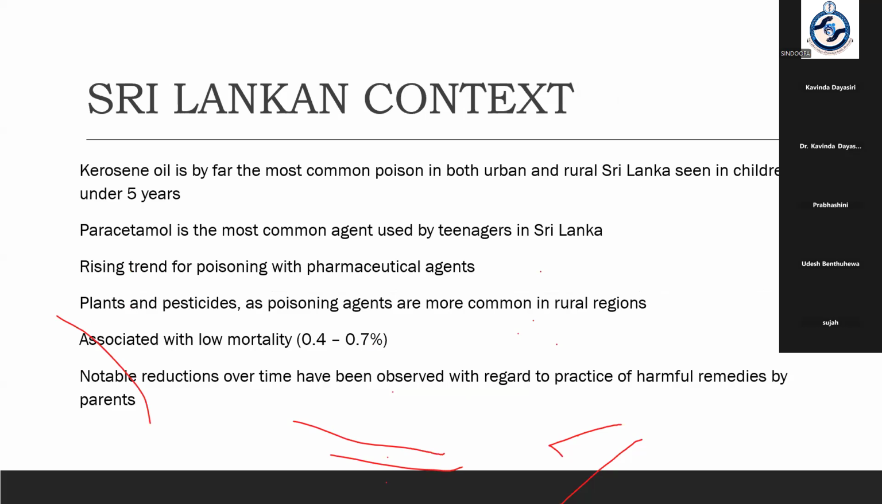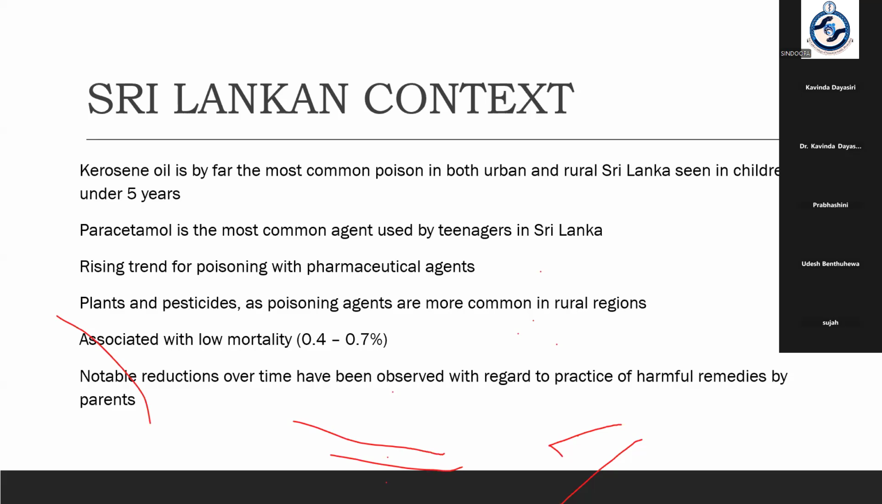In the Sri Lankan context, over the years we have seen that kerosene oil had been the most common poison children used to ingest. But now the circumstances are changing. We are moving from that era to a more modern era where pharmaceutical poisons are seen increasingly more commonly compared to kerosene oil. But still, if you go into the rural territories of the country, you see a notable number of children presenting after ingestion of kerosene oil.